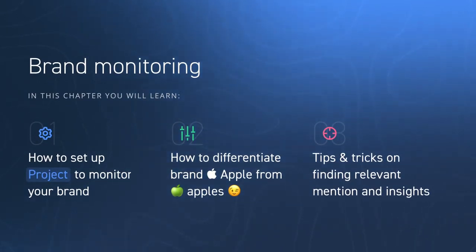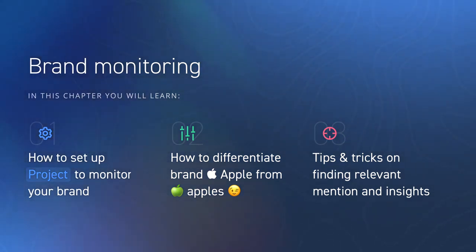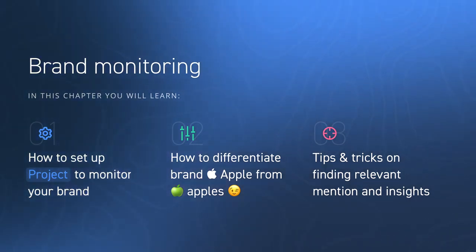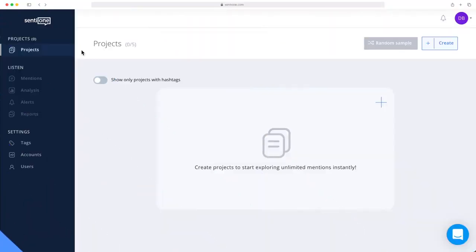Brand monitoring. In this chapter, you'll learn how to set up projects to monitor your brand and how to differentiate the brand Apple from apples, and also tips and tricks on finding relevant mentions and insights. In order to navigate through all the content online, posts, comments, and articles, we need to create projects with the right keywords that will narrow down our search.